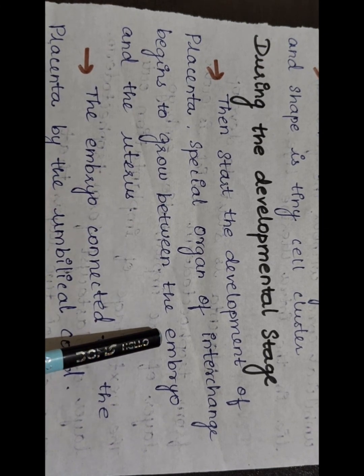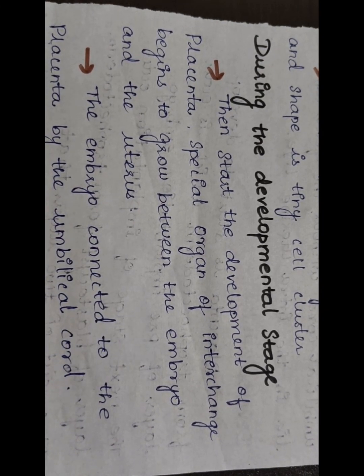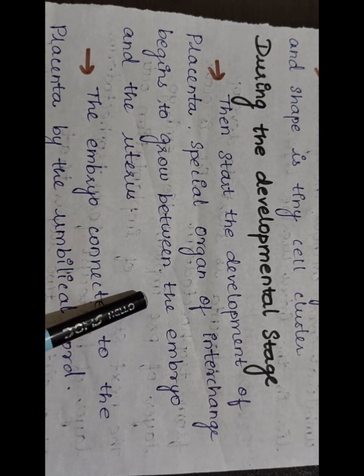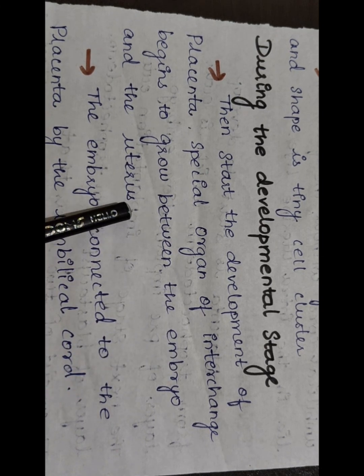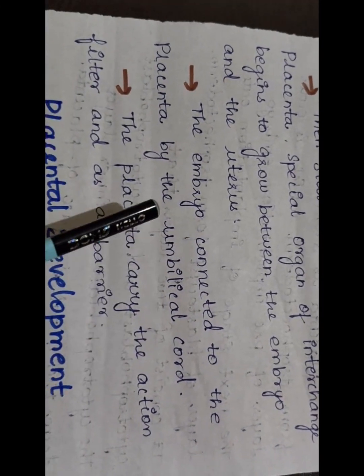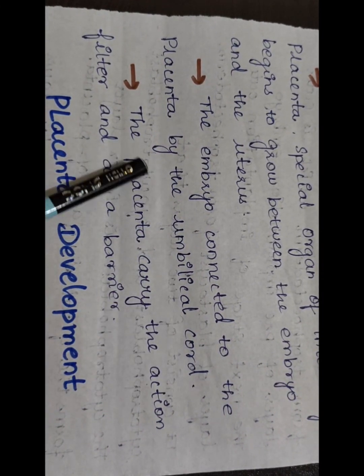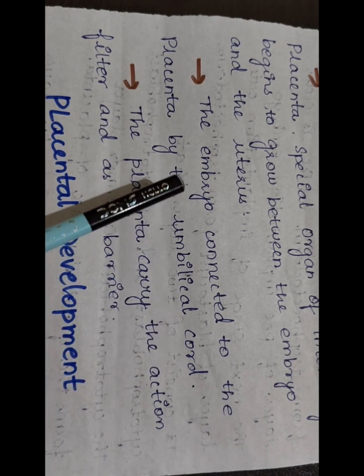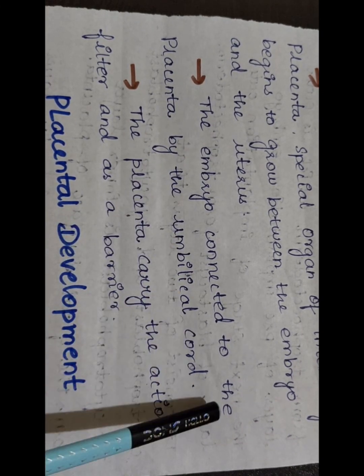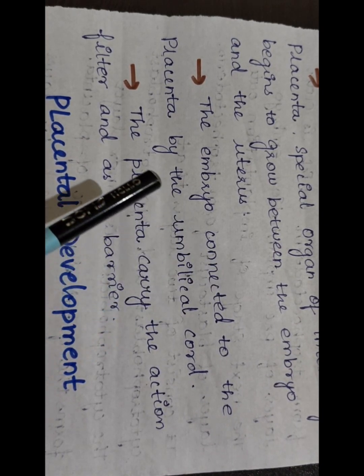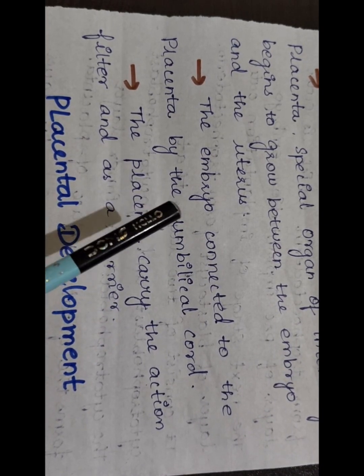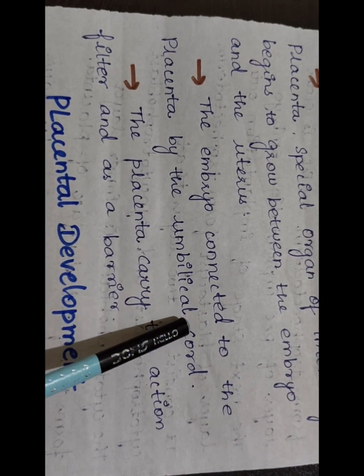It is connected to the decidua, and the embryo is connected with the umbilical cord. The umbilical cord is connected with the placenta, and the placenta is connected with the uterus. So this lining will be present. The embryo is connected to the placenta by the umbilical cord. Between the fetus and placenta, the umbilical cord will be present.